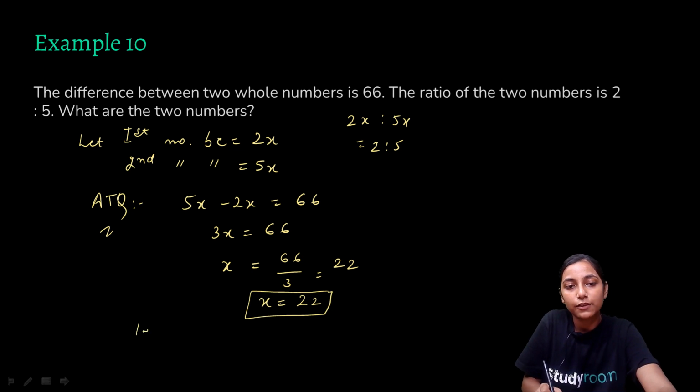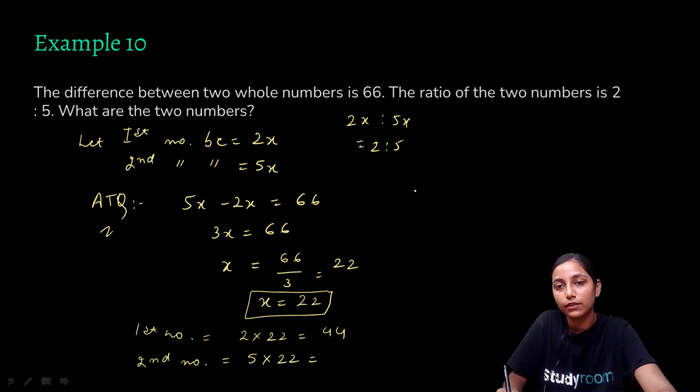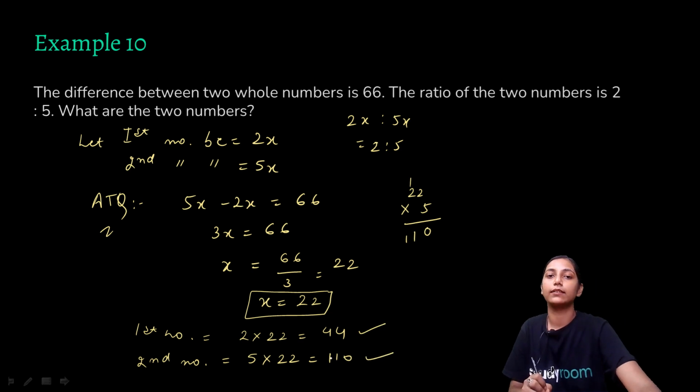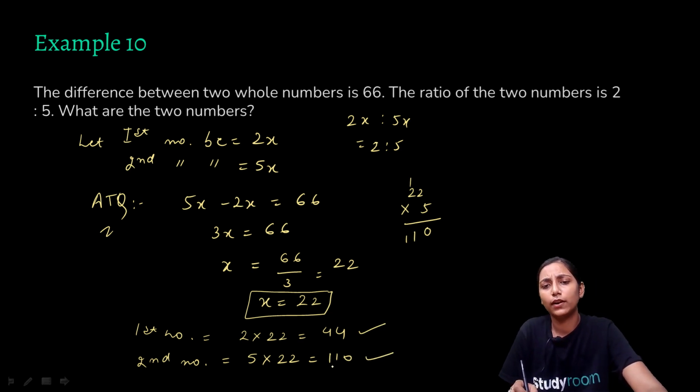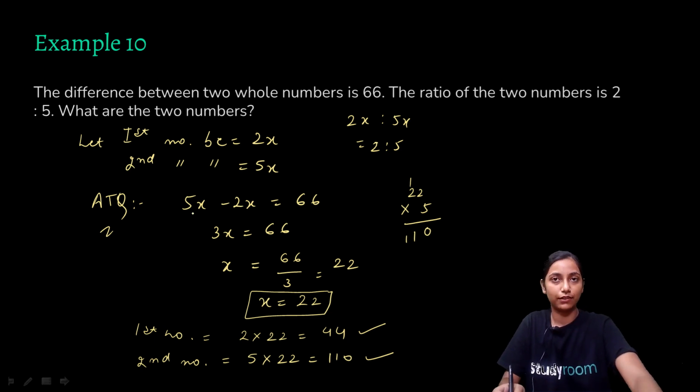So our first number will be, x is 22, so it will be 2 into 22, that is 44. And what is our second number? Our second number will be 5x, that is 5 into 22, that is 110. You can do it on the rough work. So our two numbers are 44 and 110. And when you find the difference of these two numbers, 110 minus 44, your answer will be 66. That is what was given in this example.